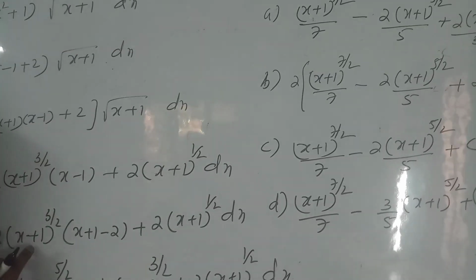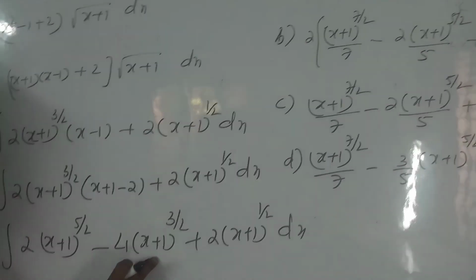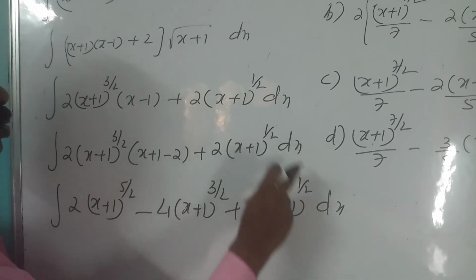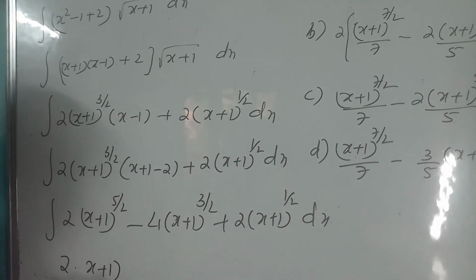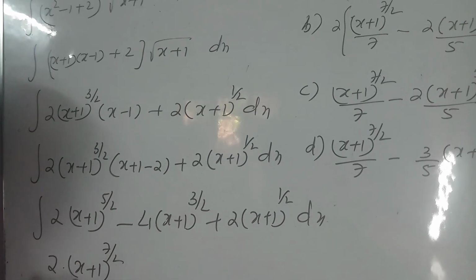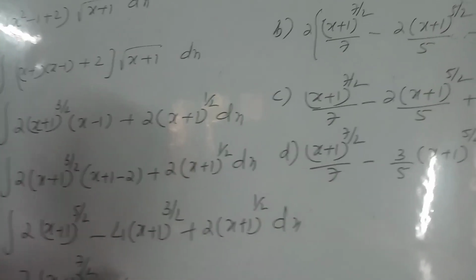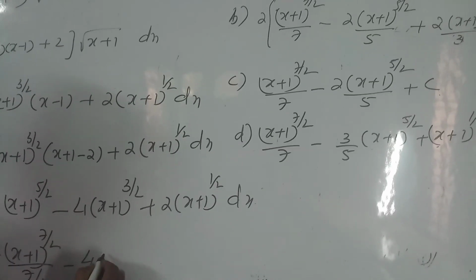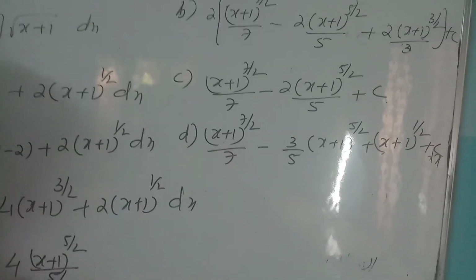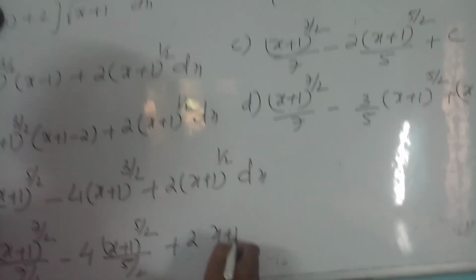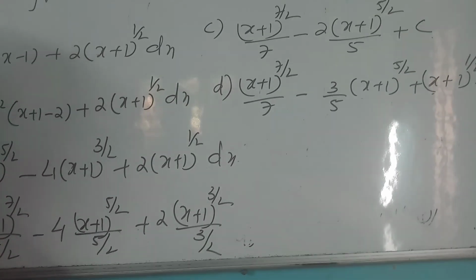(x + 1) into this equals (x + 1) raised to 5/2, minus 4 (x + 1) raised to 3/2, plus 2 (x + 1) raised to half dx. Integrate this step, then the answer is simple. (x + 1) raised to 5/2 plus 1, that is 7/2, divided by 7/2, minus 4 into (x + 1) raised to 5/2 by 5/2, plus 2 into (x + 1) the whole raised to 3/2 by 3/2, plus C.